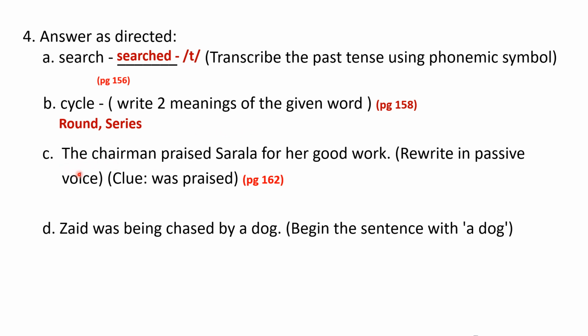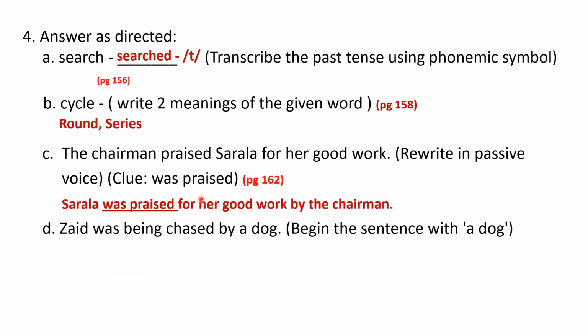Okay, the next one, the chairman praised Sarla for her good work. Rewrite in passive voice. So the clue also was given. Hope it will be given in your examinations also, students. Was praised is the clue. So your answer will be Sarala was praised for her good work by the chairman. So this is the passive voice. So Sarala becomes the subject, chairman becomes the object here. That is how you write your voice change.